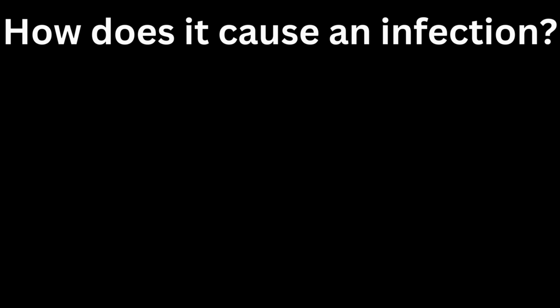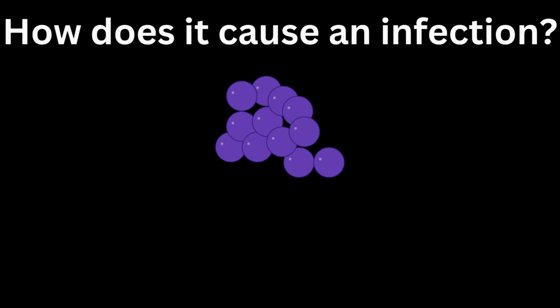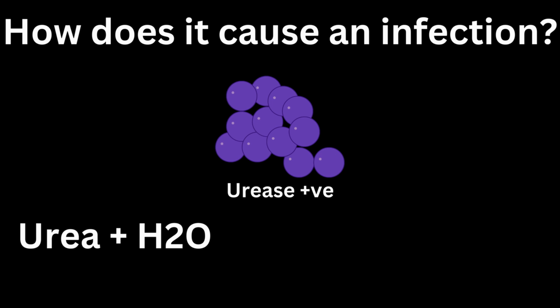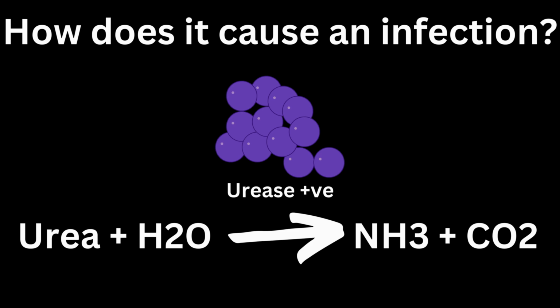Now, what exactly does it do to give us this urinary tract infection? If you remember, while discussing the features of this bacteria, we stated that it's urease positive, which means it makes the enzyme urease, which is capable of converting urea into ammonia. And this ammonia is basic. The normal pH of the urinary tract is going to be acidic. It's going to be a low pH, which means it's acidic in nature.